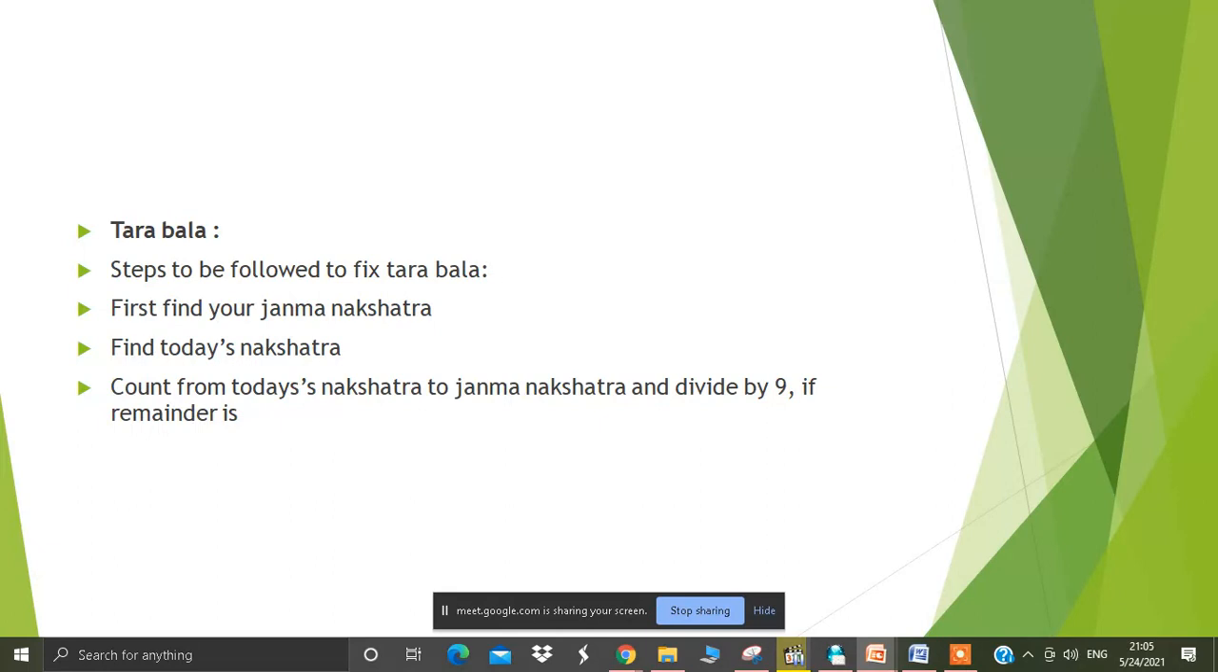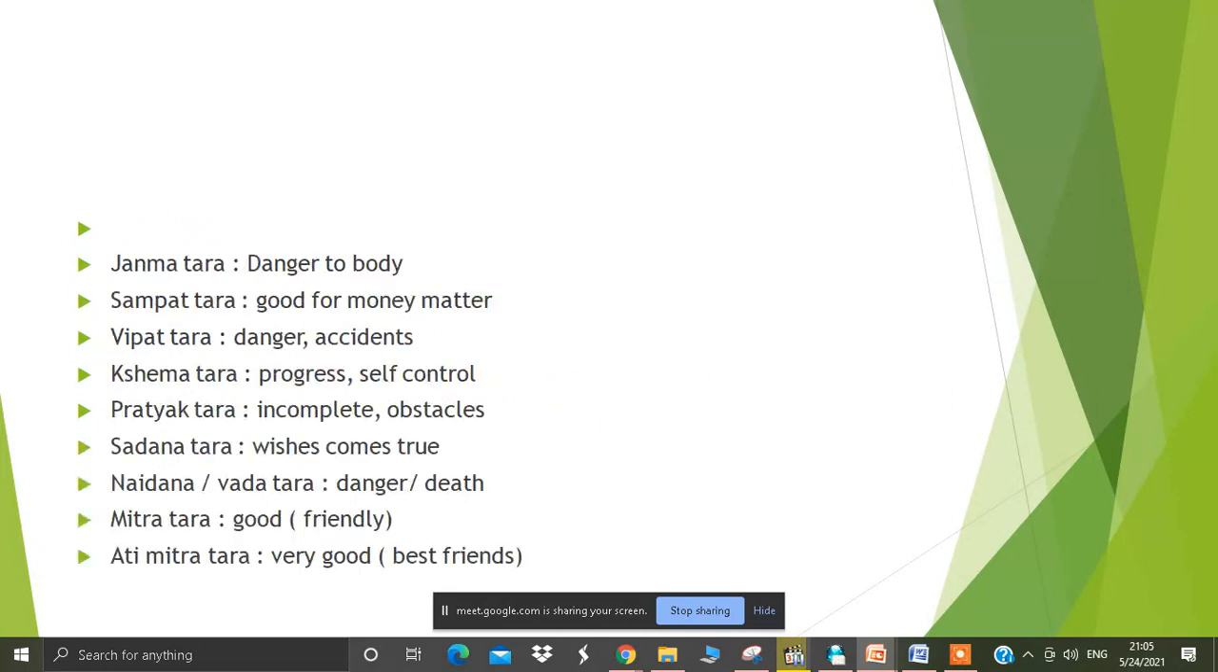First, find your Janma Nakshatra and find today's Nakshatra. Count from today's Nakshatra to Janma Nakshatra and divide by 9. If the remainder is 1, that is Janmatara, which is danger to your body. So avoid long travel in bikes, and don't get into any verbal or physical fights with someone. Just try to calm your mind.